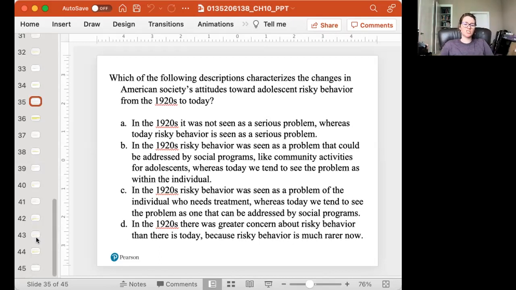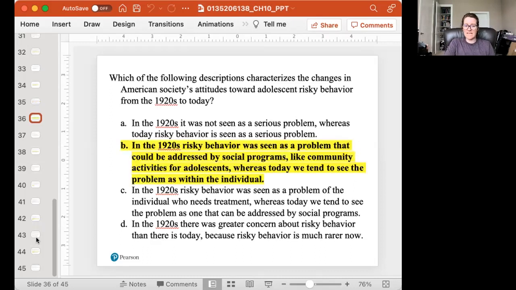Or D, in the 1920s, there was greater concern about risky behavior than there is today, because risky behavior is much rarer now. A, B, C, or D. B, in the individual.